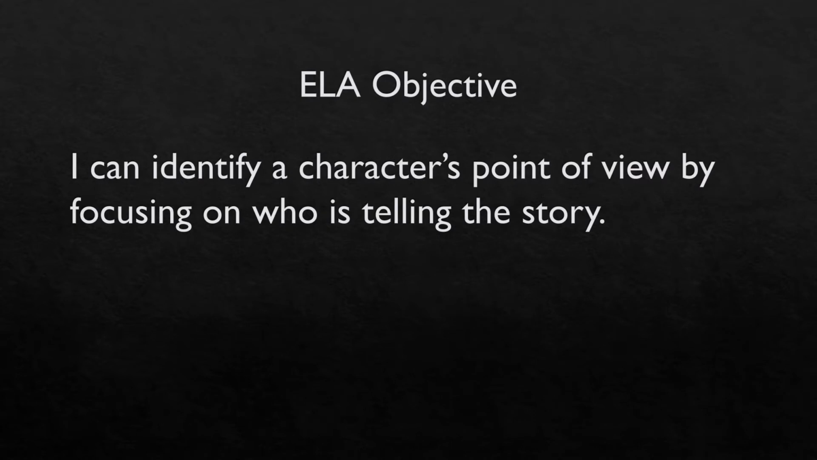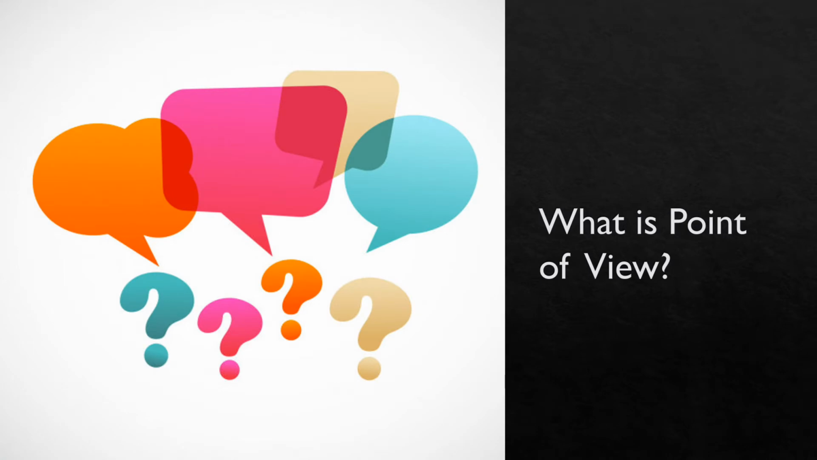Your ELA objective for this week is: I can identify a character's point of view by focusing on who is telling the story. What is point of view? As you can see, we have a question mark, and above these question marks are speech bubbles. We will make a connection with them when I'm explaining what point of view is.